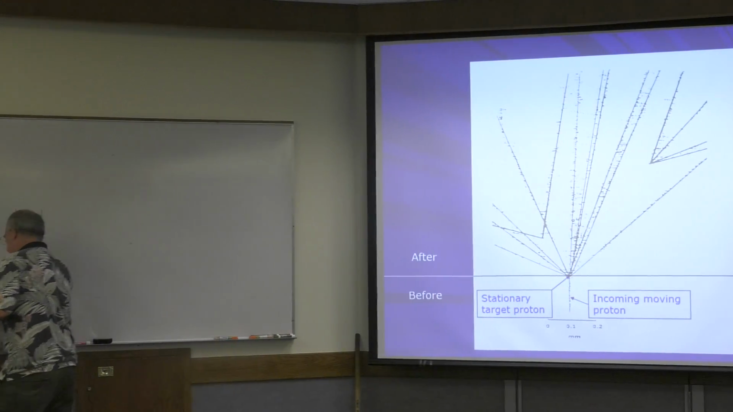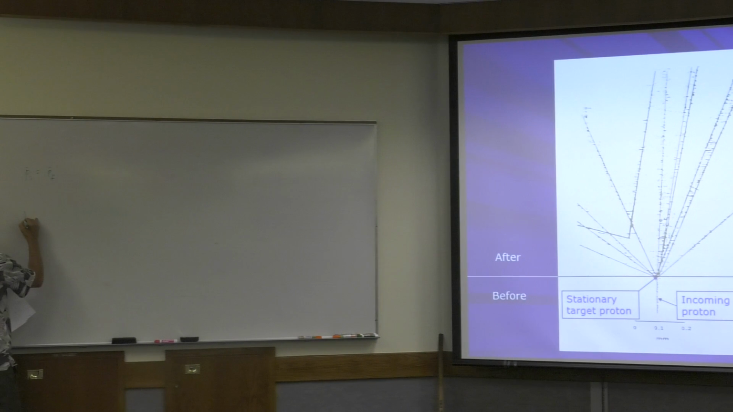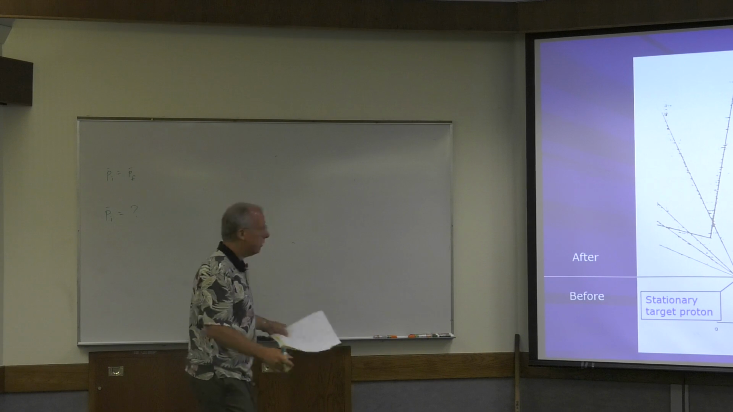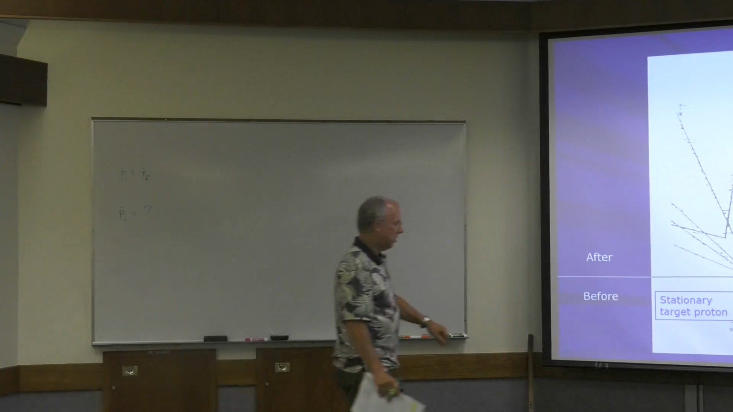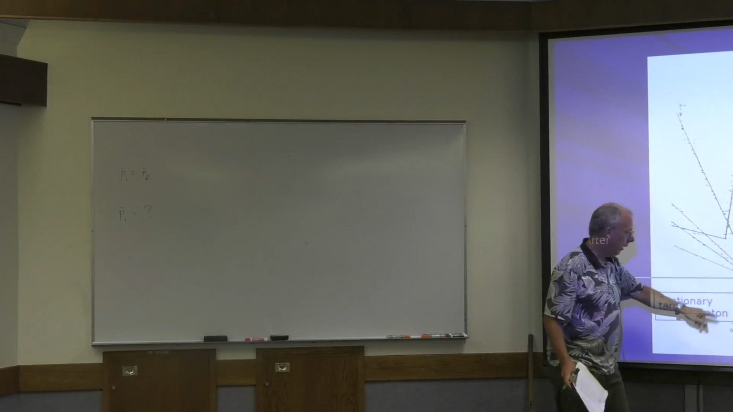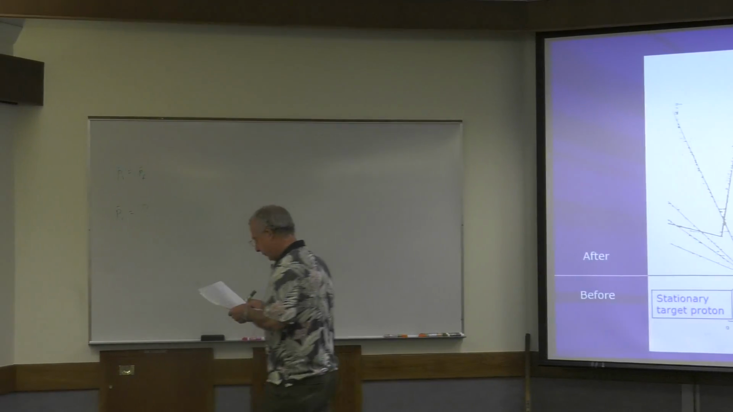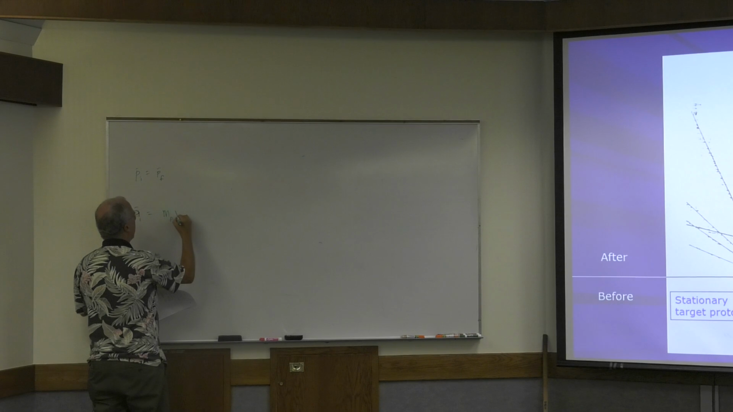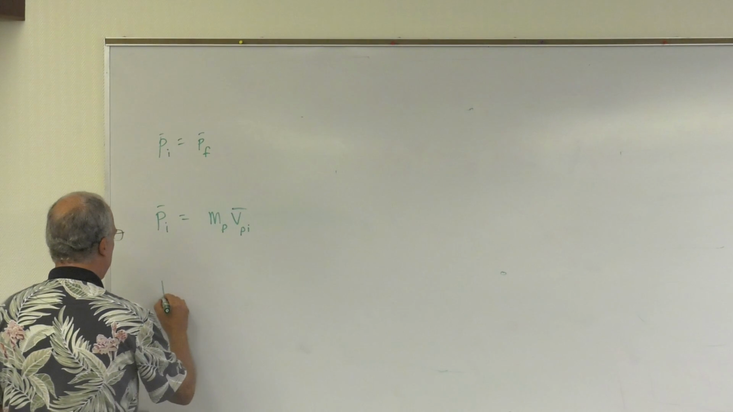All right, so if momentum is conserved, that means that P initial has to equal P final. So the question is, what is P initial? Well, I mean the total, right? This is P initial total equals P final total. What's P initial total? Well, the stationary proton has no momentum because it's stationary. So P initial is just the mass of the proton times that initial speed. So it's just the mass of the proton times the velocity of the proton, initial. Okay, what's P final?